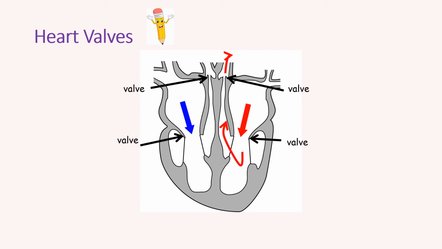So here is a diagram of the valves that you get. There's a valve between the atrium and ventricle, and then there's a valve between the ventricle and going out of the heart. You don't need to know the name of the valve, you just need to know roughly where they are positioned.